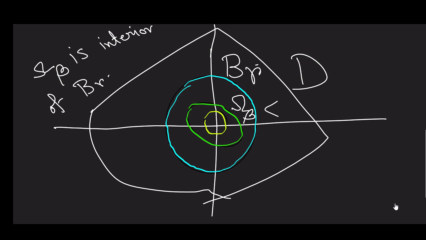Now this you can show by contradiction. Suppose this omega beta is not inside or in the interior of Br, then there will be a point P that lies on the boundary of Br.